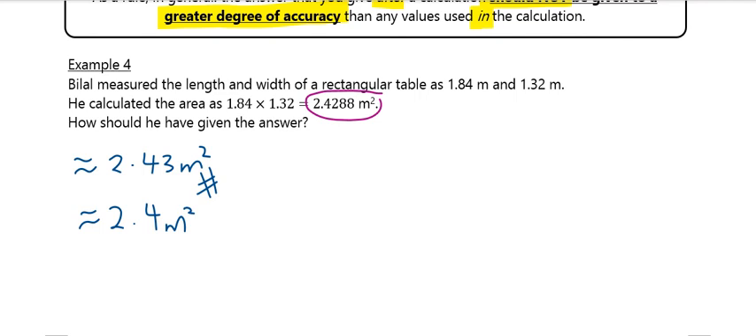So I think that's it for the topic of estimation. I hope that it can help you understand the concept. So that's it. Thank you very much and see you next time.